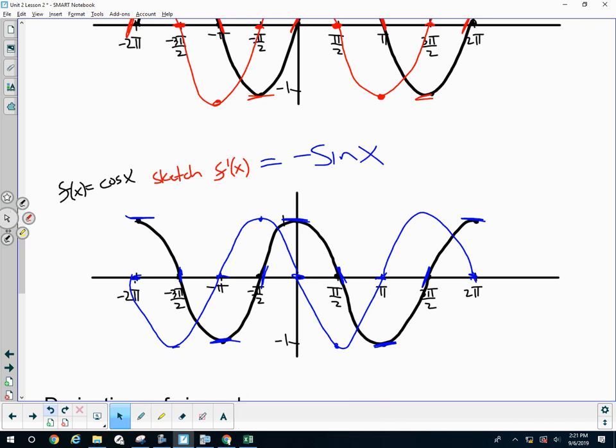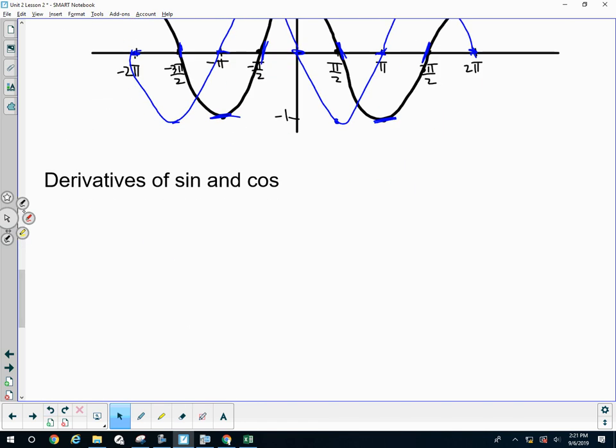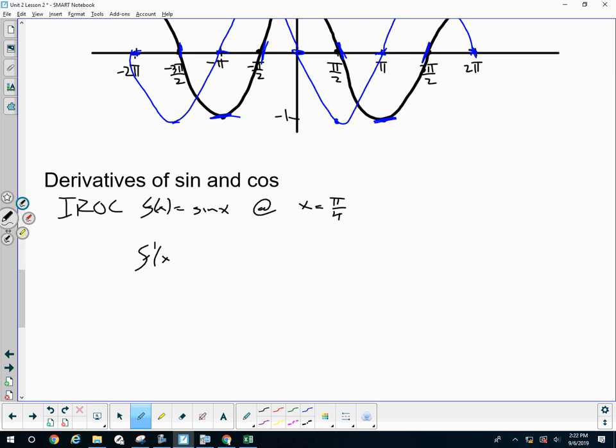The tangent slope generator for sine is cosine. However, the tangent slope generator for cosine is the opposite of sine. So I could ask you, what is the instantaneous rate of change of sine at pi over 4? You'd be like, well, tangent slope generator, which gives me the instantaneous rate of change of sine, is cosine. Cosine of pi over 4 is just root 2 over 2.